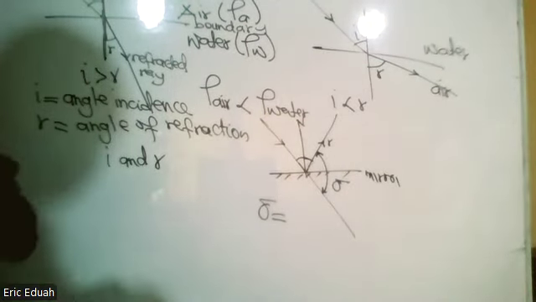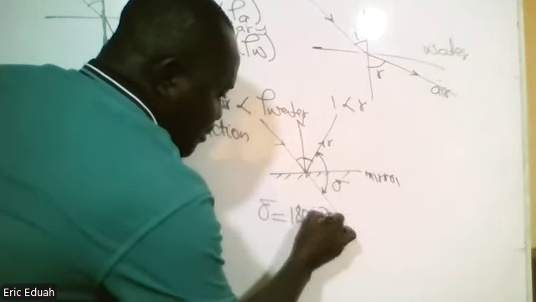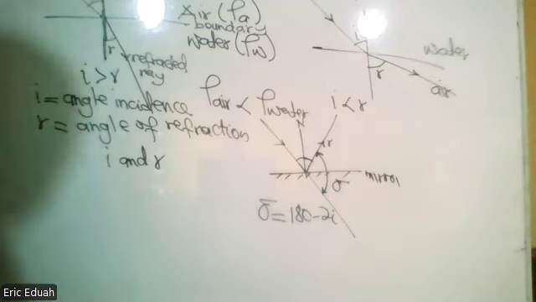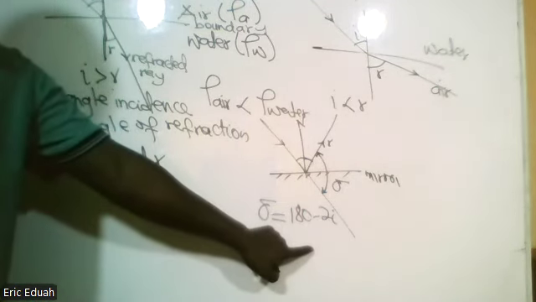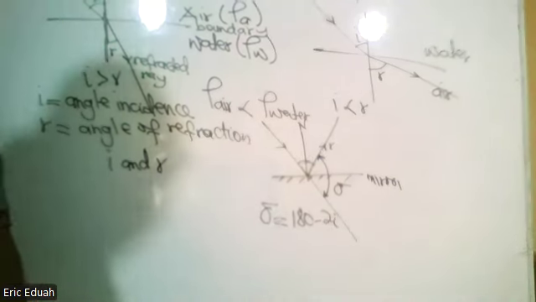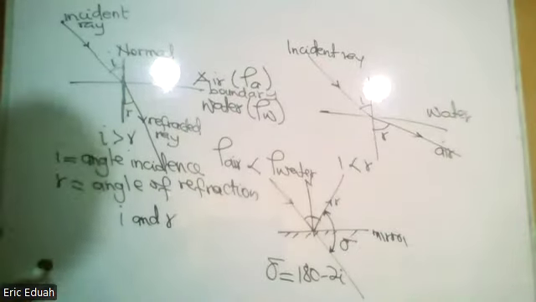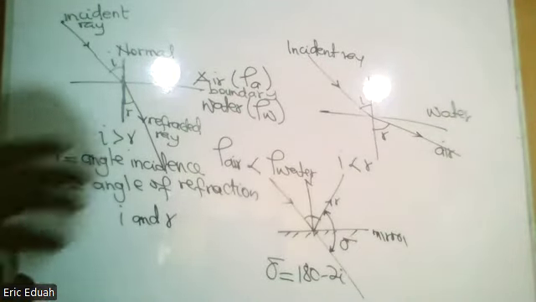180 minus 2i or 180 minus 2r. Yeah, thank you very much. So this is the angle of deviation in mirrors. Let's look at the expression for the angle of deviation in refraction.